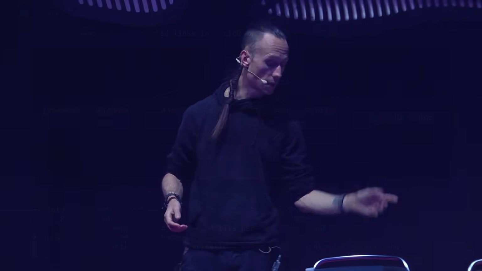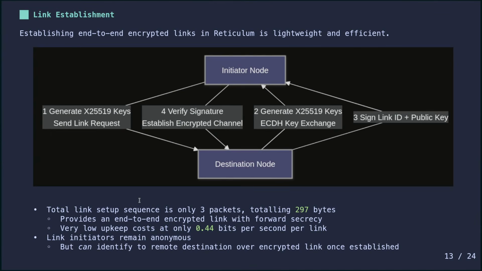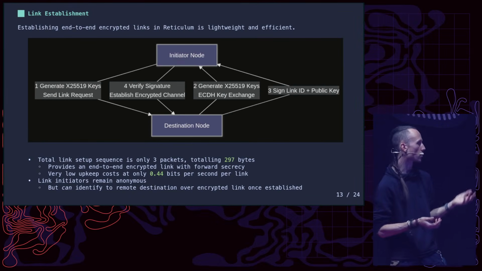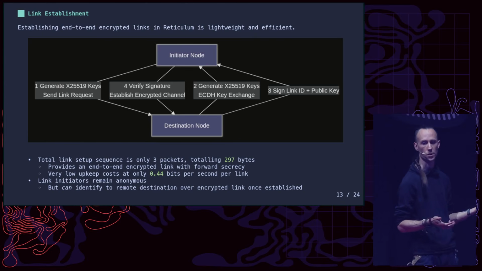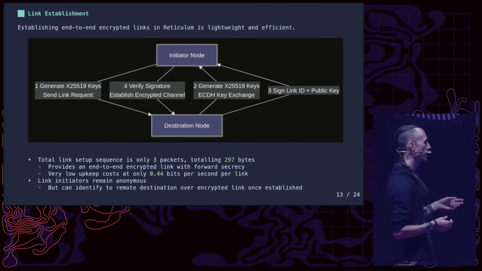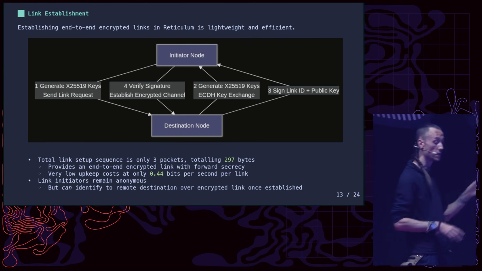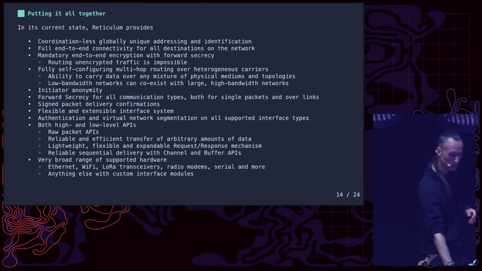Of course, initiators can identify to the destination once the link has been established. So once the link has been established, you can send an encrypted identification to the destination, which is obviously quite useful for authentication. So we also have authentication built into the lowest layers of the protocol. That's also something you don't need to mess around with yourself, and it ties into the entire identity system built in here.